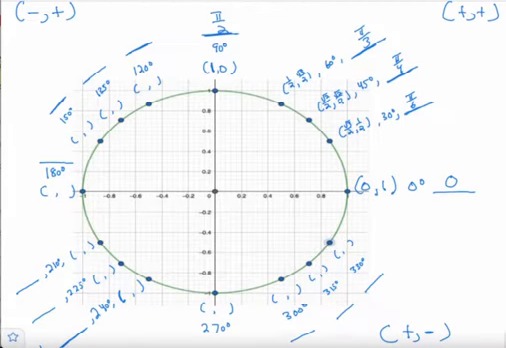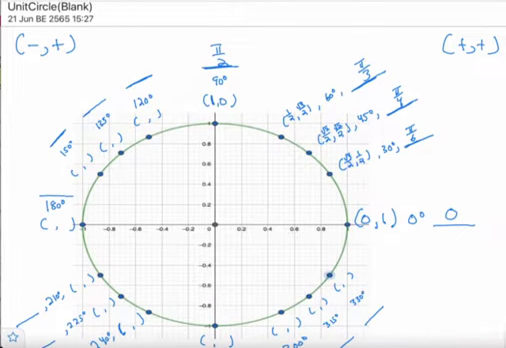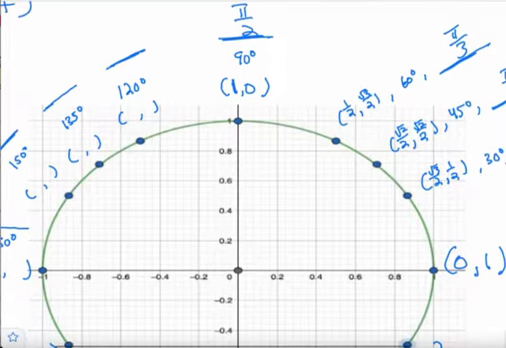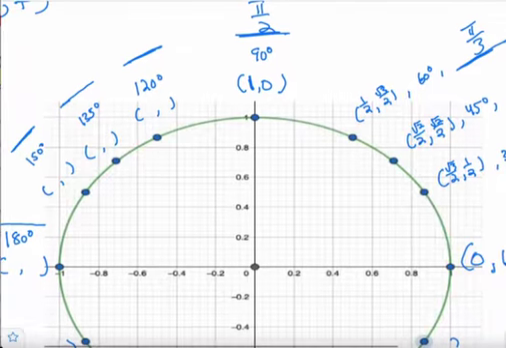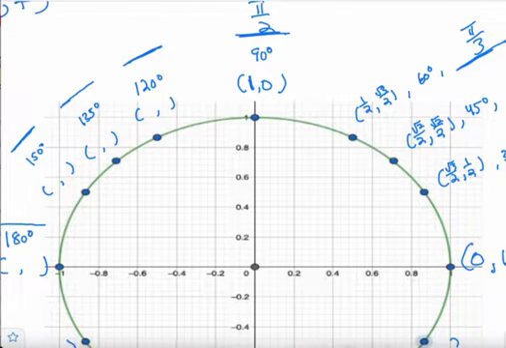So what I'm going to do is take the reference angle of each of these angles, and then I'm just going to copy over the coordinates and change the sign as I need to. So 120 is 60 degrees to 180. The reference angle is 60. So I'm going to copy these coordinates, except I'm just going to make the x negative. So that's minus a half, square root of 3 over 2.